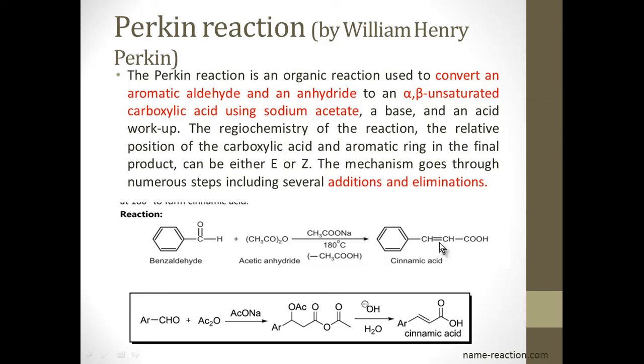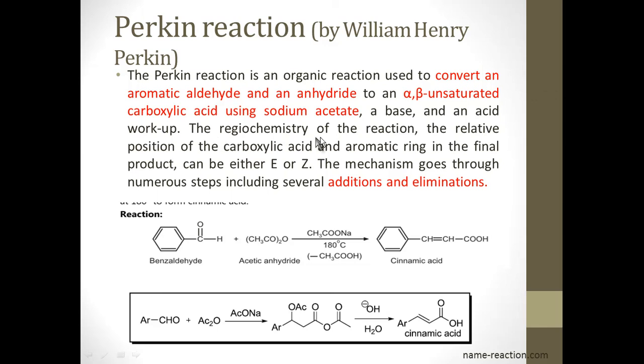Why is it an alpha beta unsaturated carboxylic acid? Because in this there is a C double bond OH group. Okay, so this carboxylic acid group, from the carboxylic acid group, the first carbon is alpha, this is beta. So in the alpha and beta position there is one unsaturation, and this is an aromatic acid overall. Okay, so that's why it is called an alpha beta unsaturated carboxylic acid, or aromatic acid, using sodium acetate, or a salt of that acid. Okay, the corresponding acid. And a base.